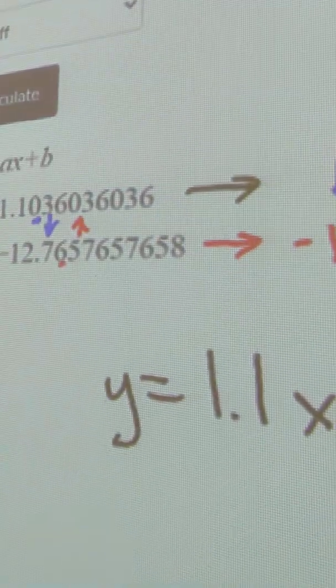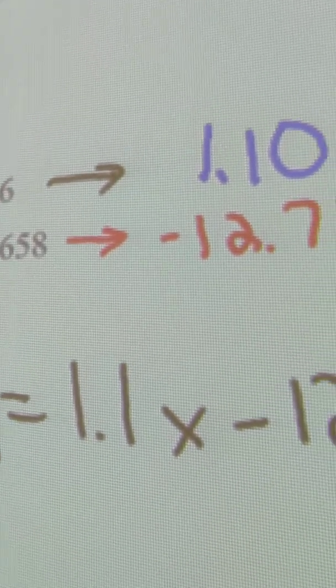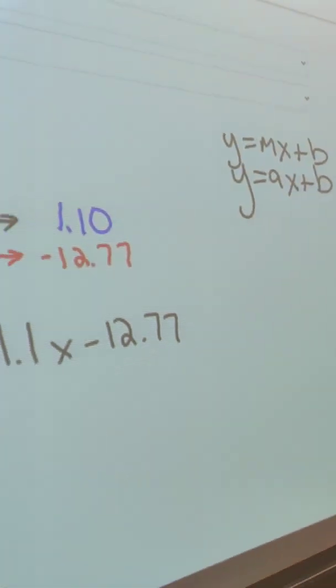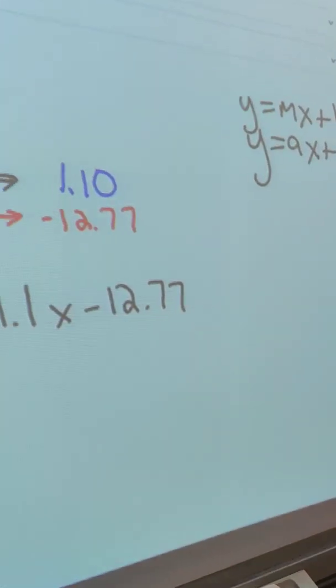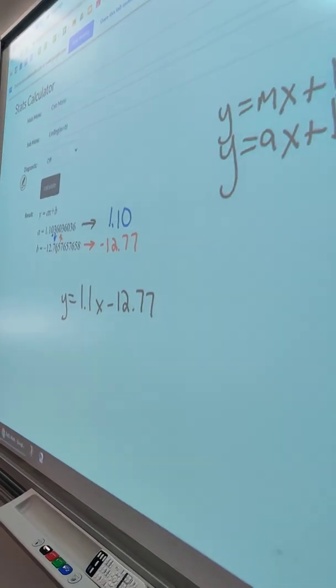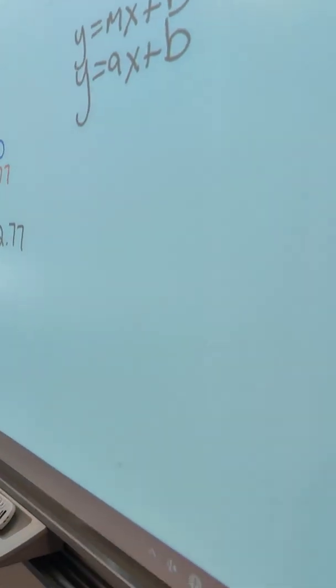It's y equals ax plus b, which is the exact same thing as y equals mx plus b. So they just replaced m with a. I'm going to write this on this board since I'm doing this on a video. I don't feel like having to remember this. So we got y equals 1.1x minus 12.77.